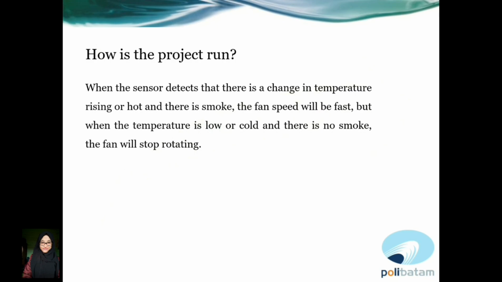Our project runs when the sensor detects a change in temperature, rising or hot, and there is smoke, and the fan speed will be fast. But when the temperature is low or cold and there is no smoke, the fan will stop rotating.